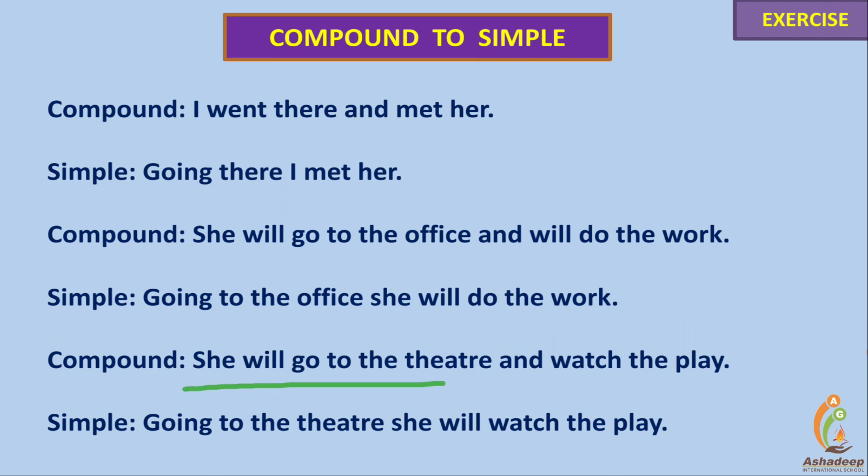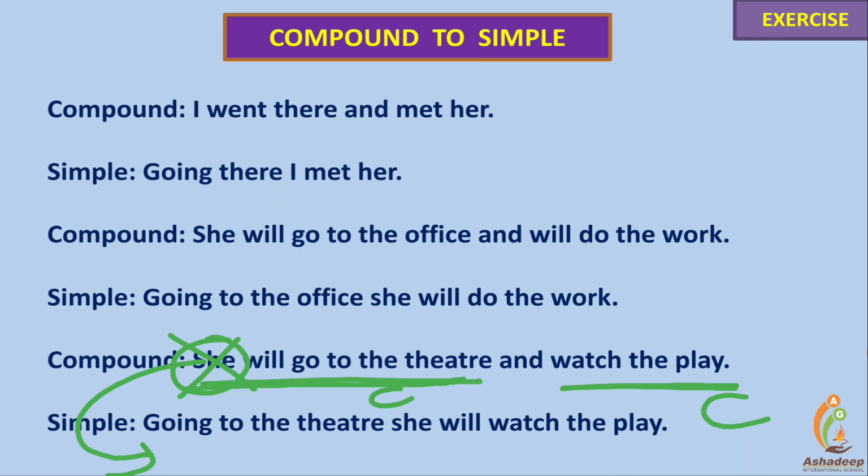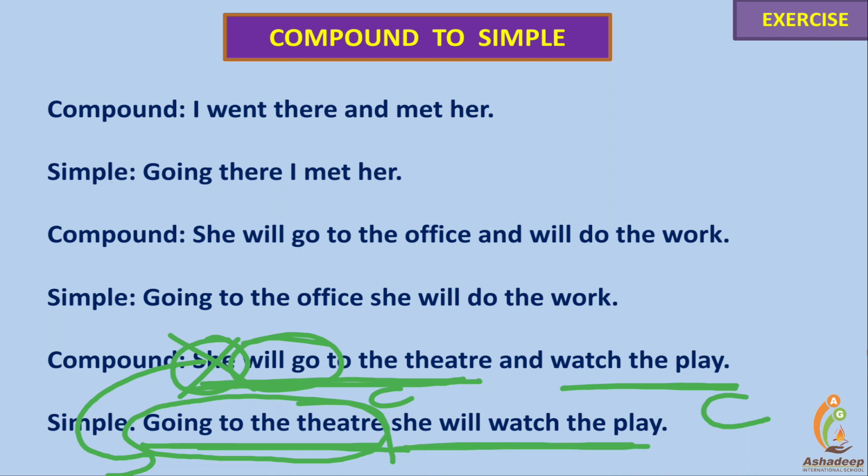She'll go to the theater and watch the play. Two clauses. She'll go to the theater and she'll watch the play. Now the first clause is converted into a phrase. To make it a phrase, it should not have a subject, so the subject has been removed. And will go is a finite verb, it has been converted into participle, going to the theater. Now it's a phrase, it's not a sentence. Going to the theater, she'll watch the play. The coordinating conjunction has been removed in the simple sentence.